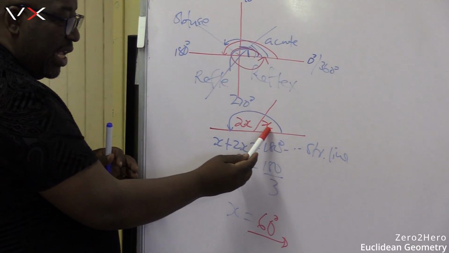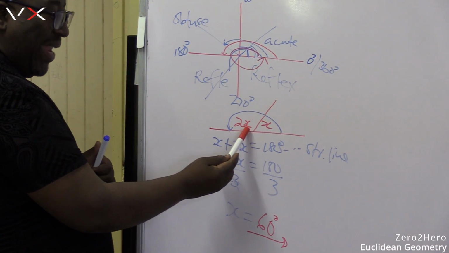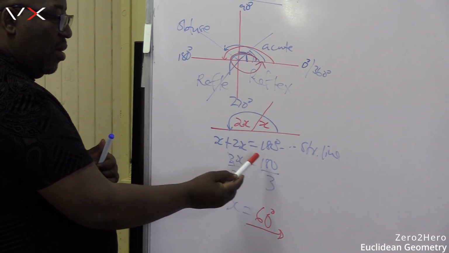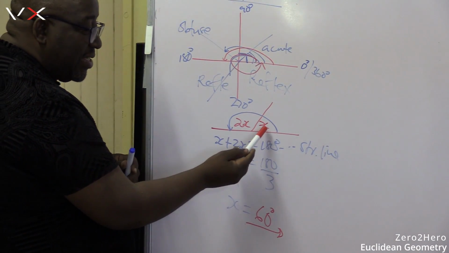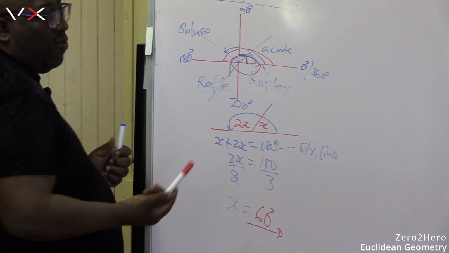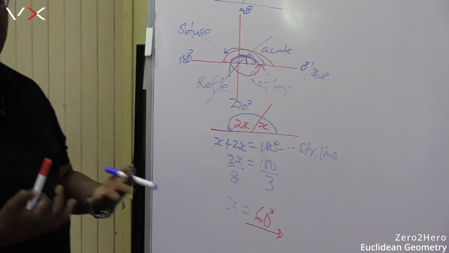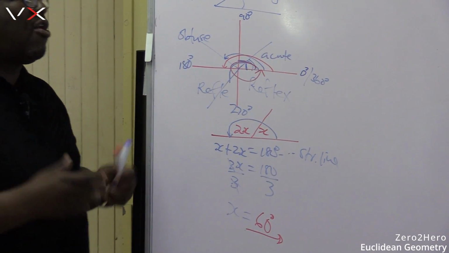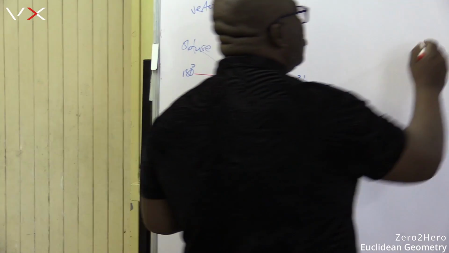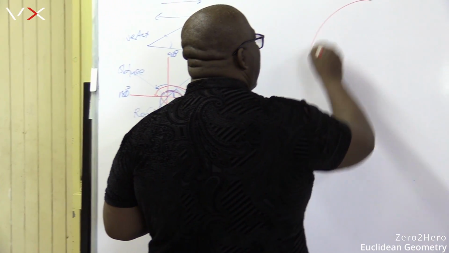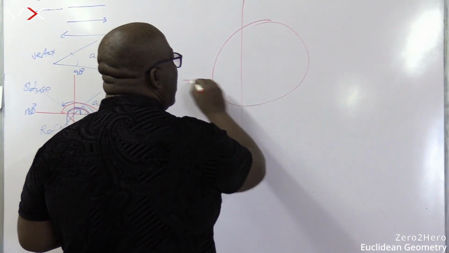So this is 60. This is 2 times 60, which is 120. So 60 plus 120 will give us the total of 180 degrees. That's how you go about solving this. And you'll see this in a complicated diagram in your Euclidean geometry. Maybe you'll have a figure like this one.